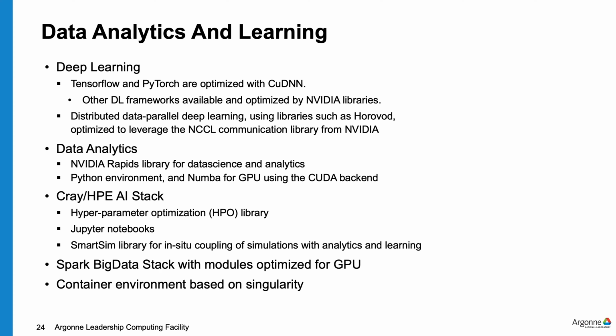HPE Cray provides an AI stack, which includes the hyperparameter optimization library, along with support for running and operating your Jupyter notebooks, and the SmartSim library, which can be used for in situ coupling of simulations with analytics and learning. You can also make use of the Spark Big Data Stack, which has modules optimized for GPUs. And you can wrap all this up and use a container environment, which is based on Singularity. Singularity is currently available on the system, though it's still being tested and worked on.